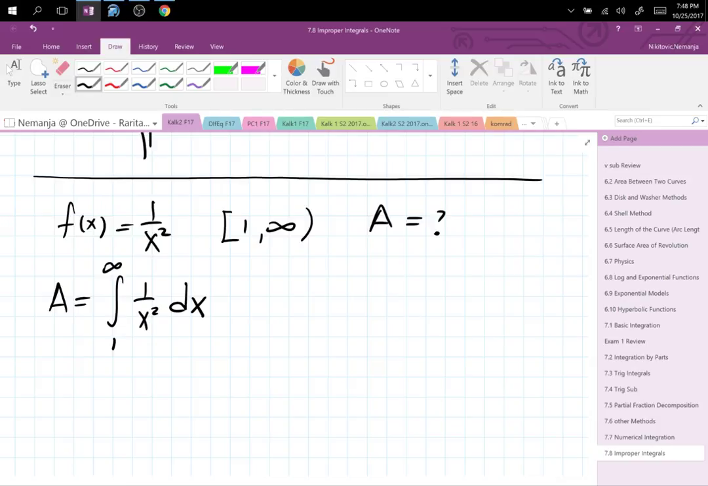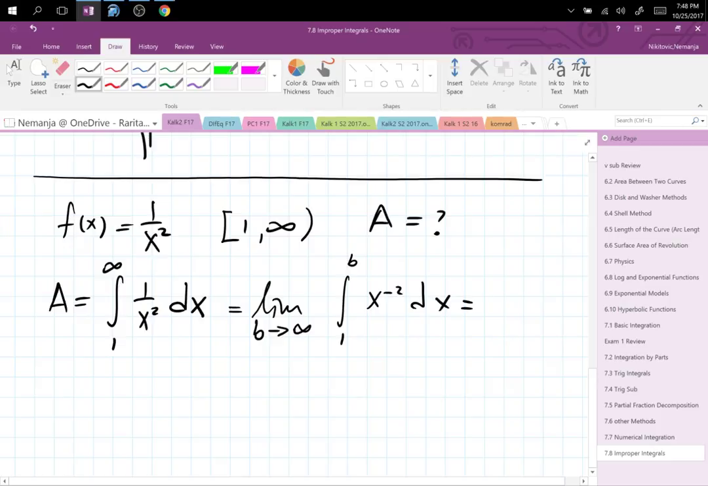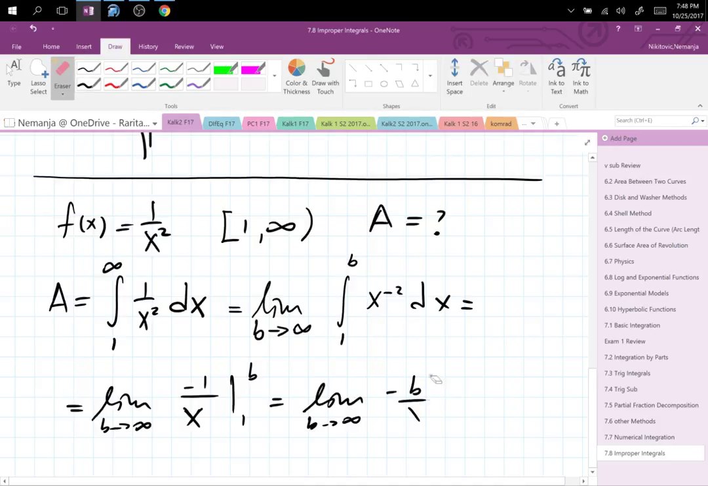All right. So we start by the limit. Since the upper limit needs to be changed, I will use b. And then I have x to the minus 2 dx. You have to copy this limit every single step all the way till you're done. This is going to be negative 1 over x, right? And the limits are 1 to b. So again, limit as b goes to infinity, and we have negative 1 over b.